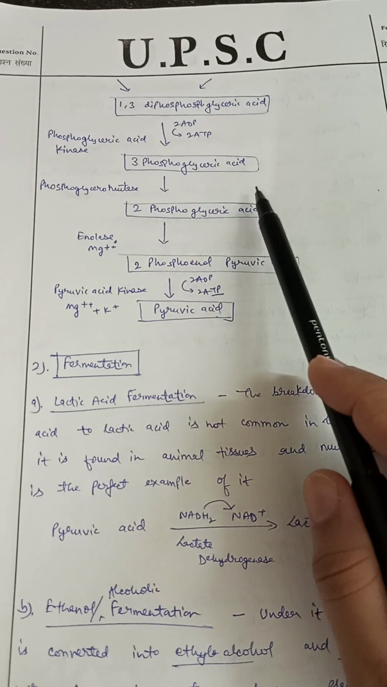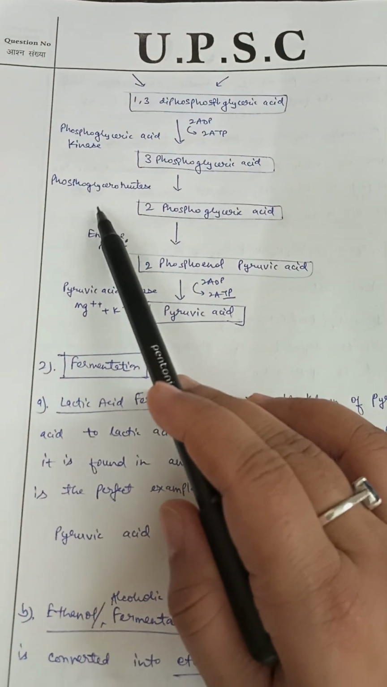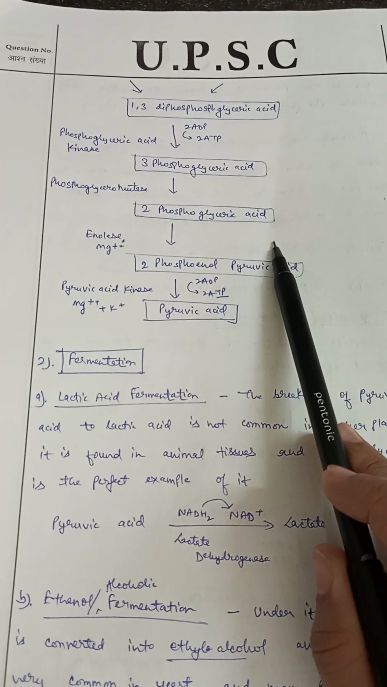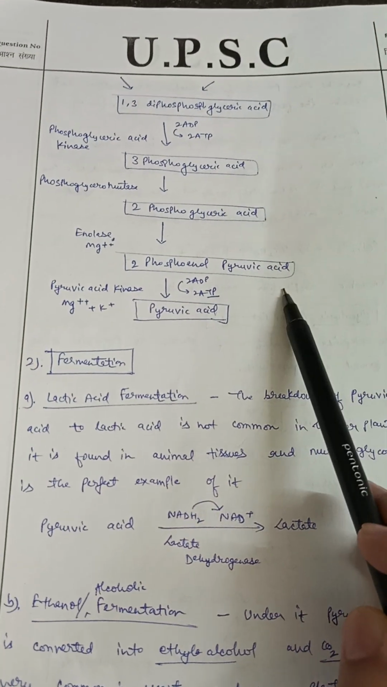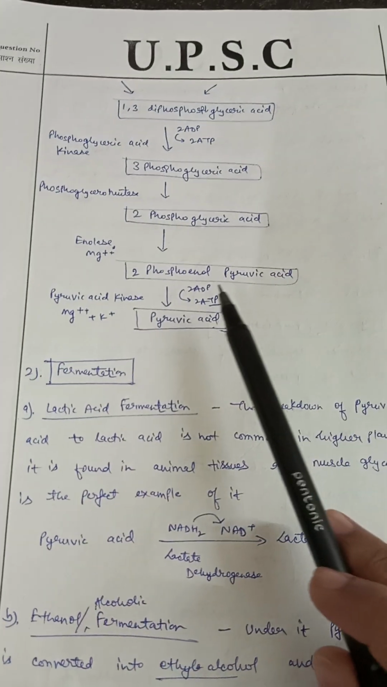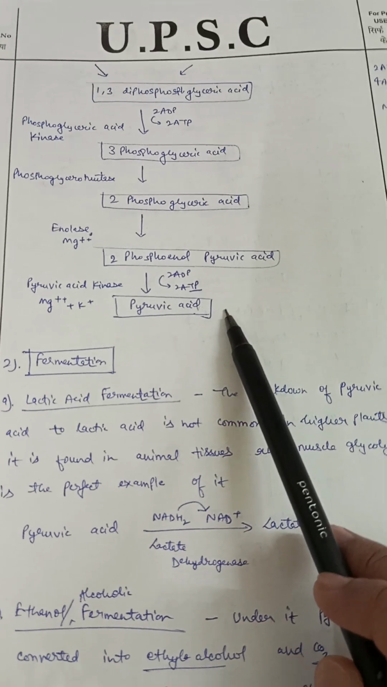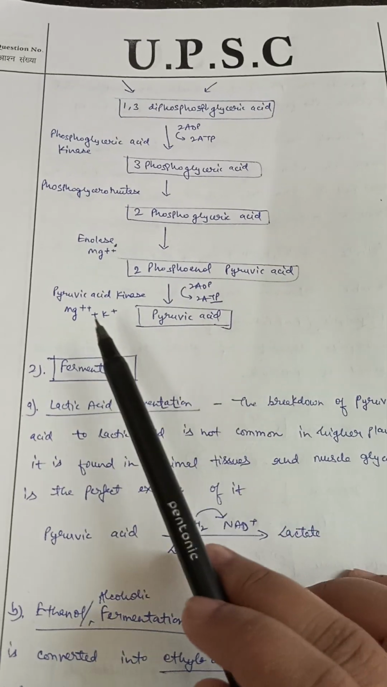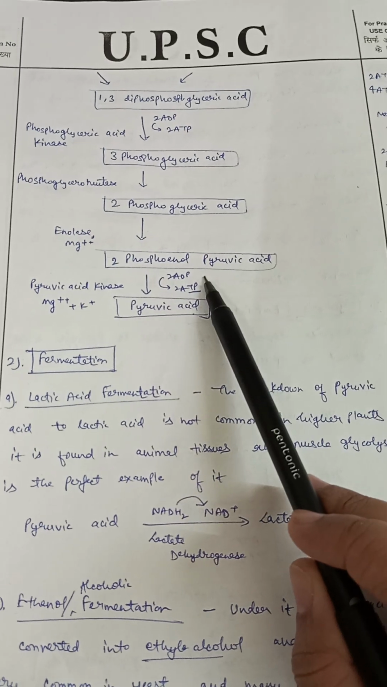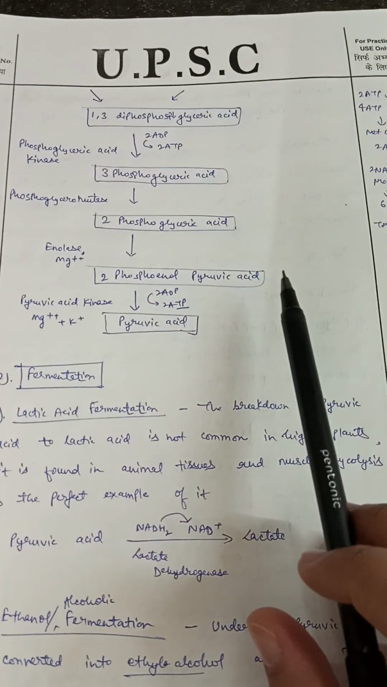Then 3-phosphoglyceric acid is converted to 2-phosphoglyceric acid in the presence of phosphoglyceromutase enzyme. Then 2-phosphoglyceric acid is converted to 2-phosphoenol pyruvic acid in the presence of enolase enzyme. Then this 2-phosphoenol pyruvic acid is finally converted to pyruvic acid in the presence of pyruvic acid kinase enzyme, and here again 2 ADP molecules are utilized to produce 2 ATP. So this is all about glycolysis.